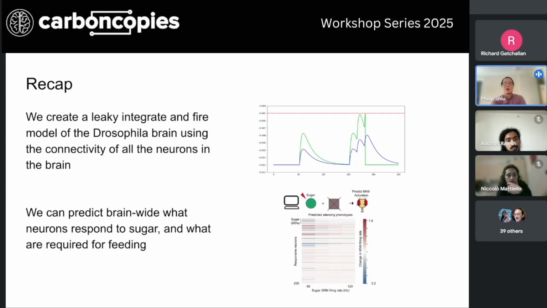And then we can predict brain-wide which neurons respond to sugar, which are required for feeding, and which neurons will activate motor neuron 9 when we activate these neurons, a random subset of neurons in the feeding region of the fly's brain.